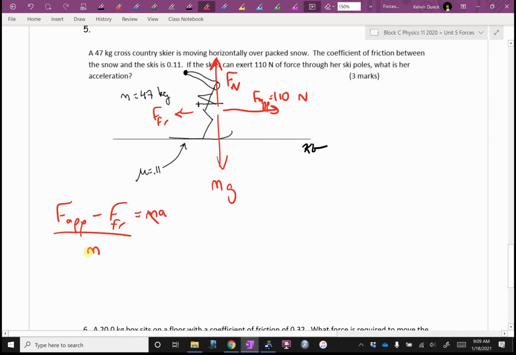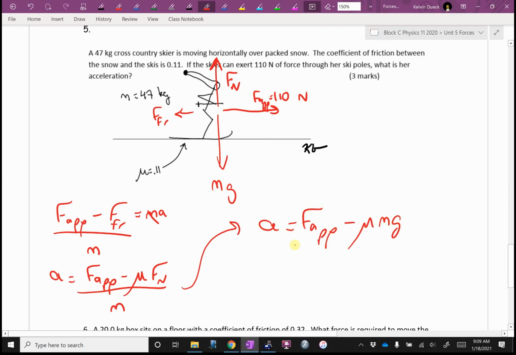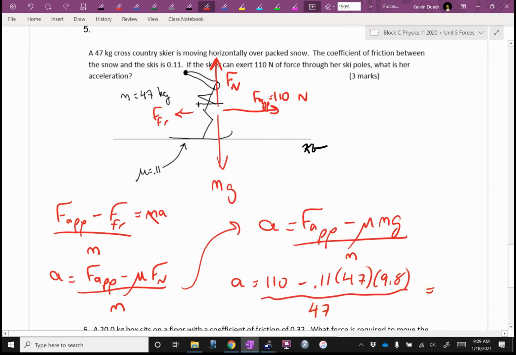Shay's theorem. A is going to be F applied minus mu times the normal force, all over M. I don't know the normal force. Oh, but look. F applied minus mu mg, all over M. It's going to be 110 minus 0.11 times 47 times 9.8, all over 47.